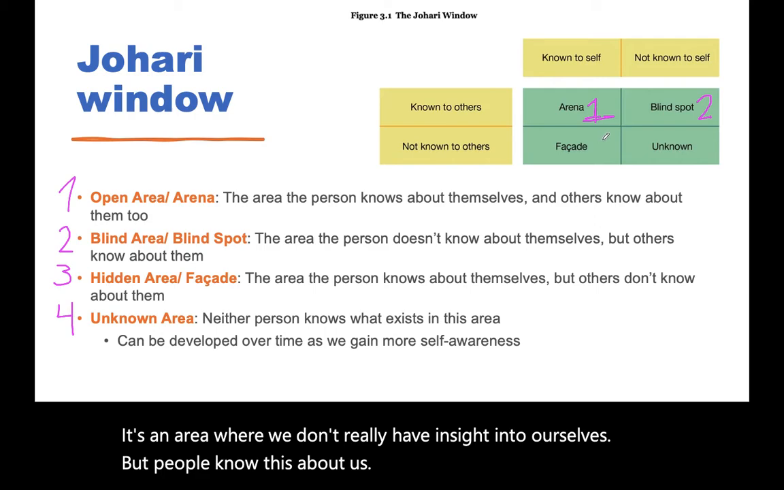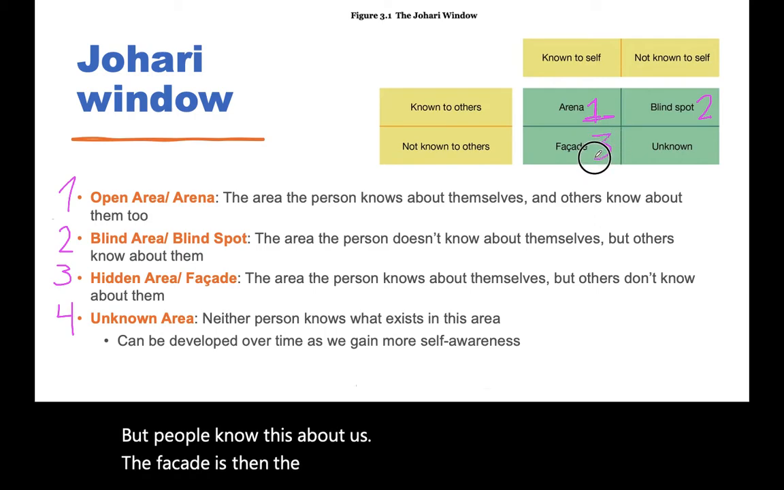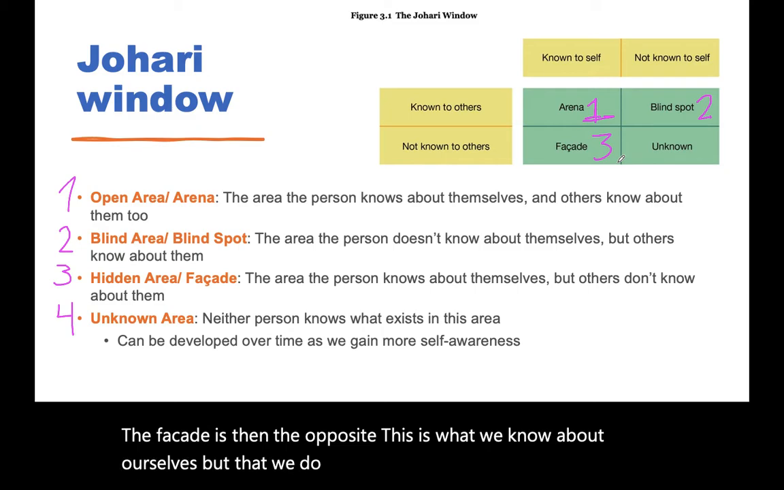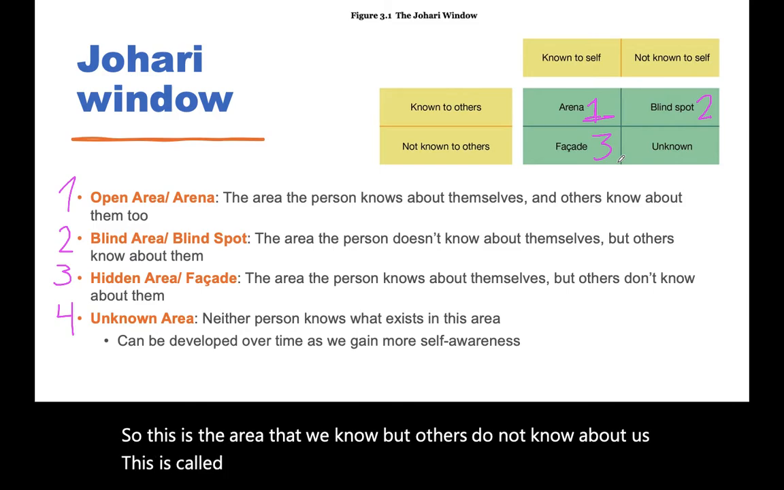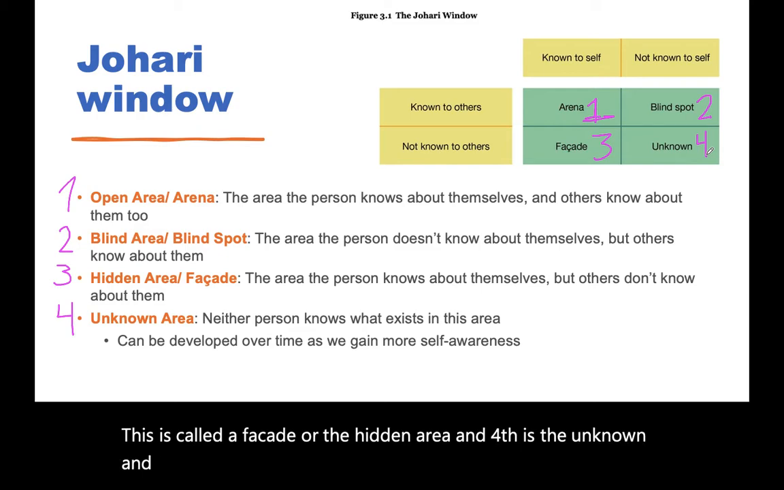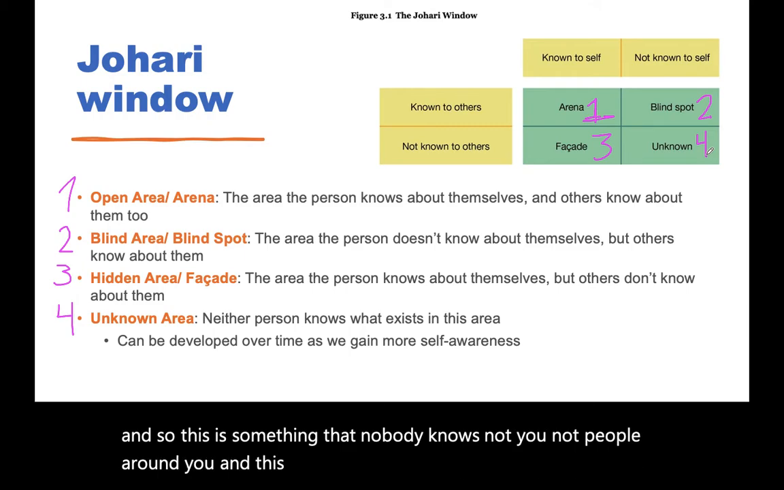The facade is then the opposite. This is what we know about ourselves, but that we do not present outwards. So this is the area that we know, but others do not know about us. This is called the facade or the hidden area. And fourth is the unknown. This is something that nobody knows. Not you, not people around you. And this is something that can be developed over time as we gain more self-awareness.